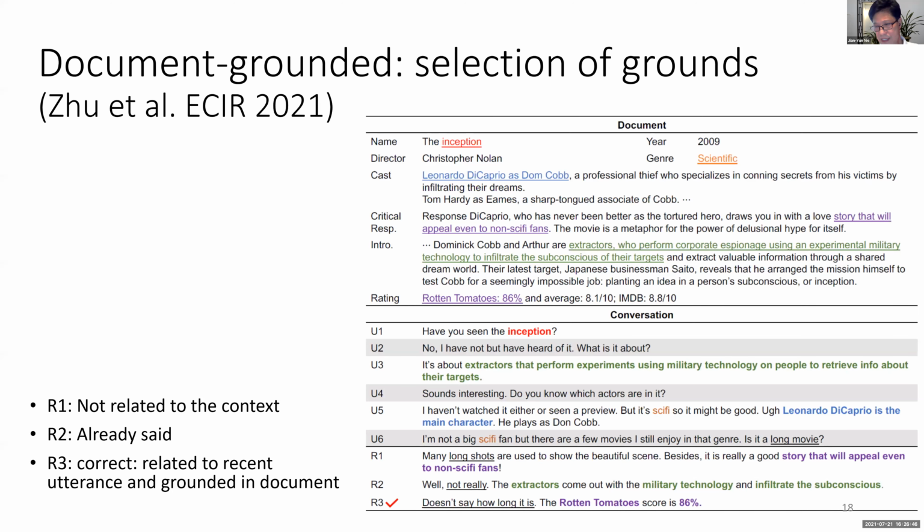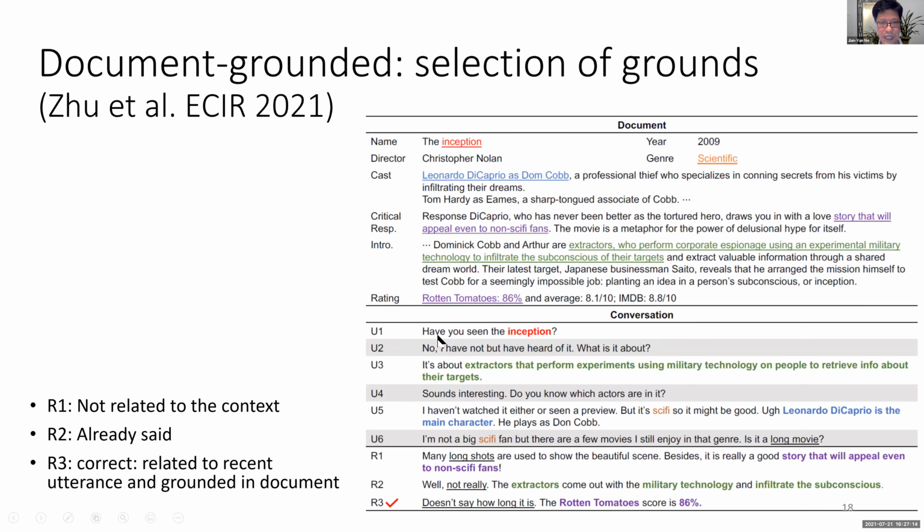Let me just tell you a little bit about the context of this work. The context is to have a conversation about movies. So we have a description of movies. Here we have a description of this movie: who played in the movie, what the genre of the movie is, and a short description.